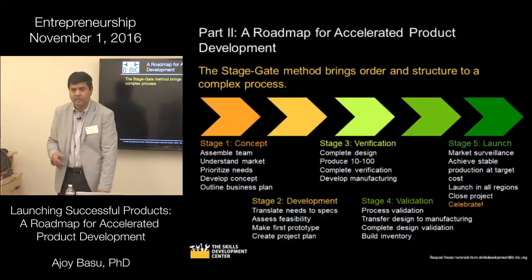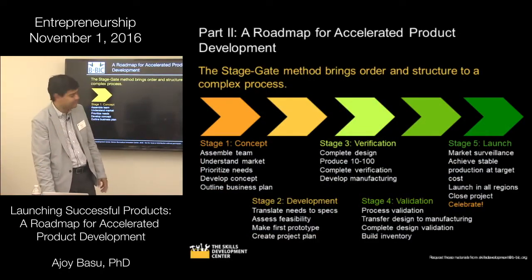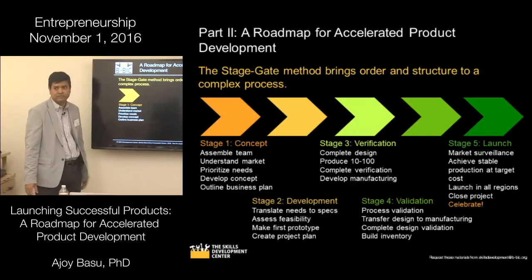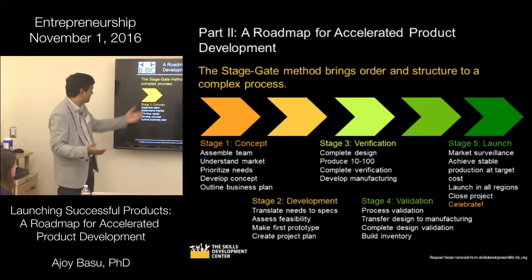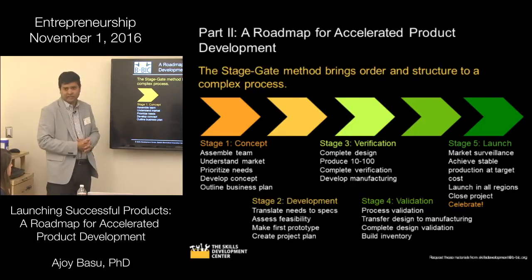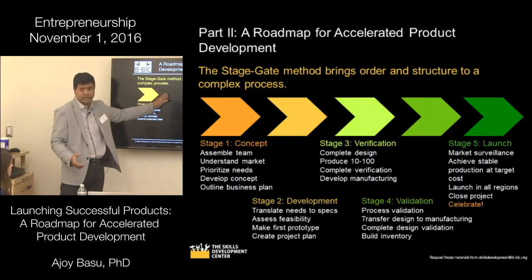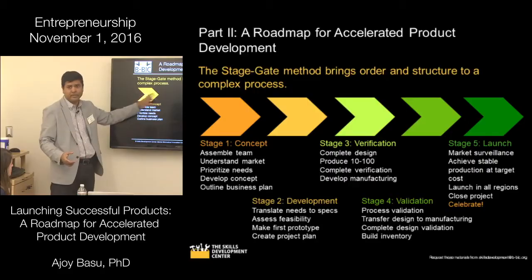We use what is called a stage gate method. Usually companies have 5 stages, and this is stage 1. Stage 1 is called concept. These are the key deliverables of that. And typically, I would say in this room you're either in stage 1 or we'll look at stage 2, but that's where you're going to be.